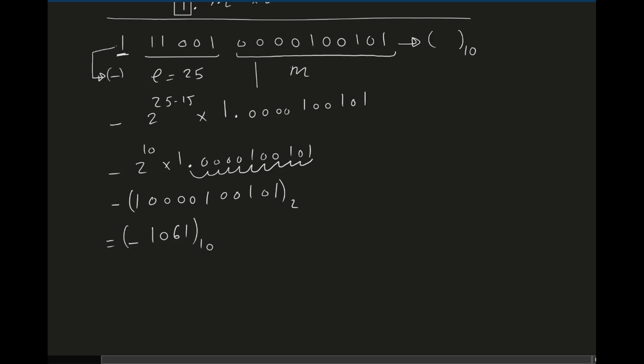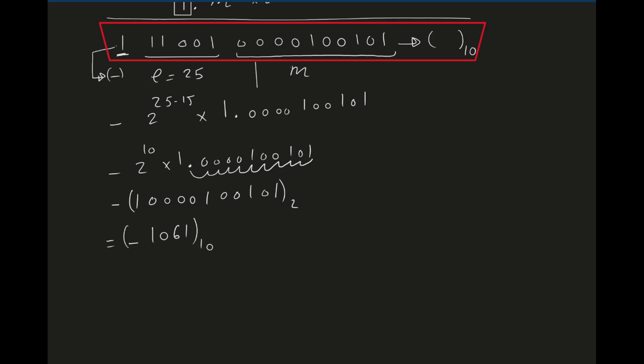And this is how you convert from an IEEE half precision representation to base 10. So I'll repeat the steps one more time. You take a look at the sign bit. If the sign is 1, the number is negative. If the bit is 0, the sign is positive.